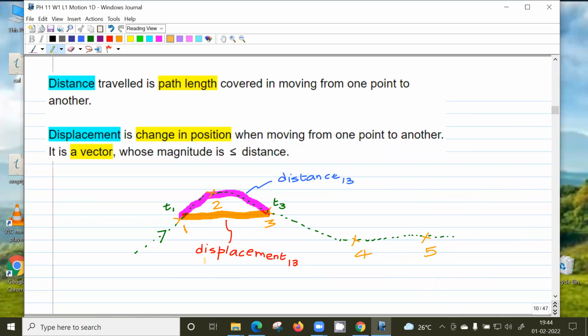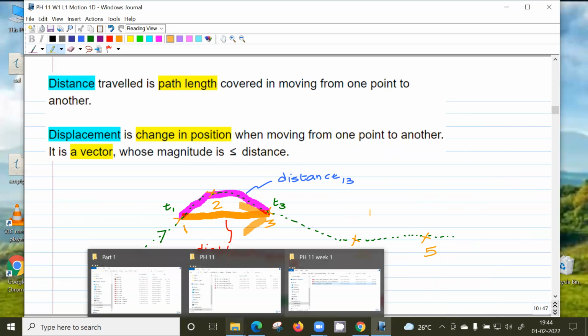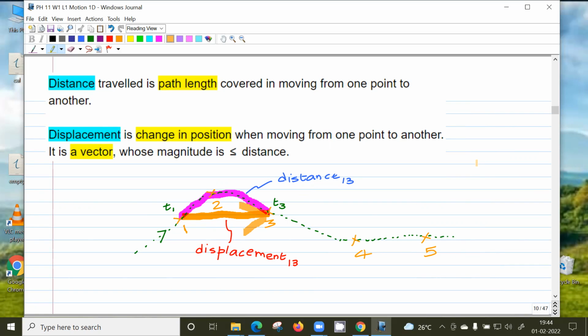Displacement: I don't care how you went from 1 to 3. I just want to know where you went finally and where you were initially. I'll join the initial and the final points, so that straight line is the displacement. This is the difference between distance and displacement. Distance is the path length, and displacement is where your final position is compared to the initial position. Displacement is a vector, from the initial point to the final point. Distance is not a vector, it's just a path length.